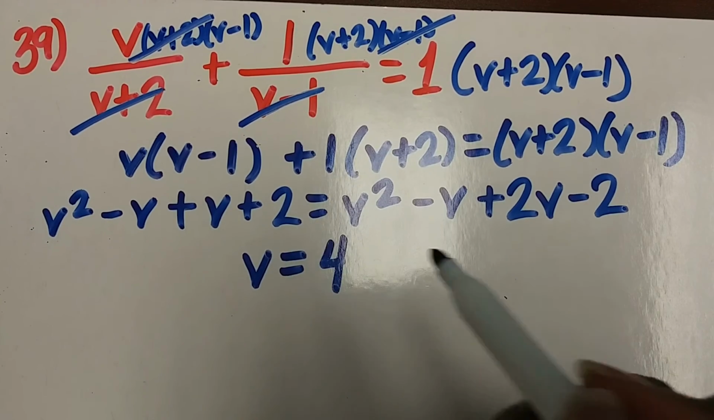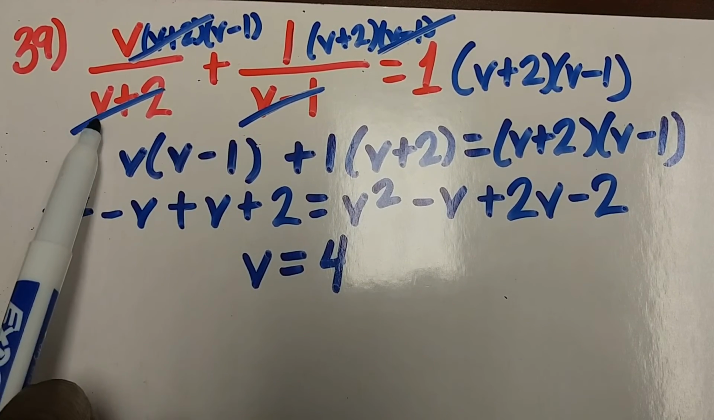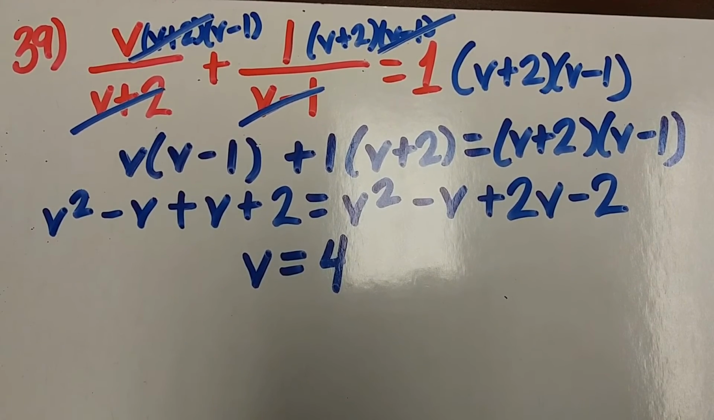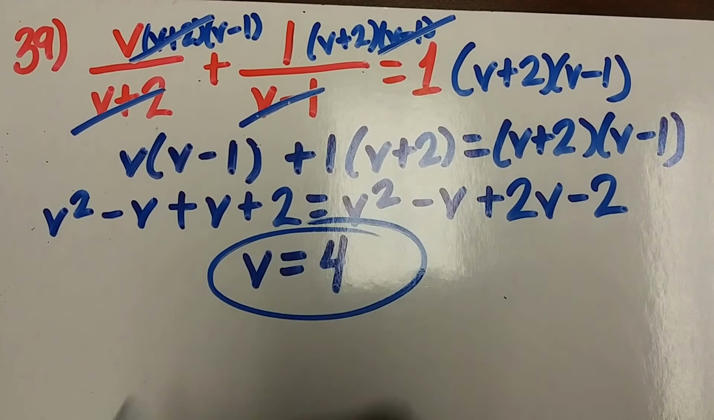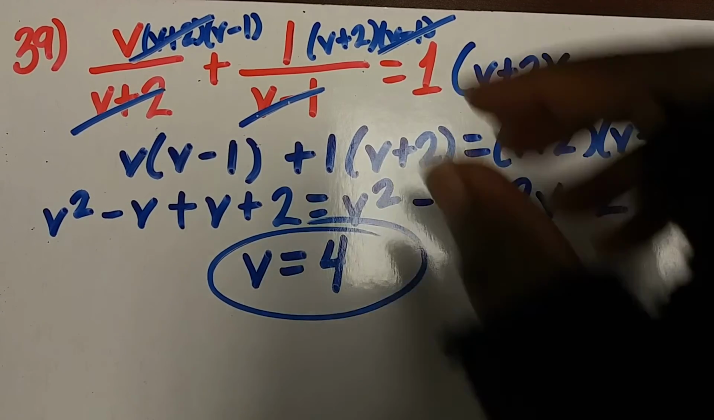So, since my answer is V equals 4, and 4 plus 2 is 6, 4 minus 1 is 3. It's not 0. So this is my answer, V equals 4. That answer works. I have no empty set. I have no extraneous solutions. V equals 4 would be the only answer I would mark on my test. That's it. Let's try another one. We've got to do a little more work to it.